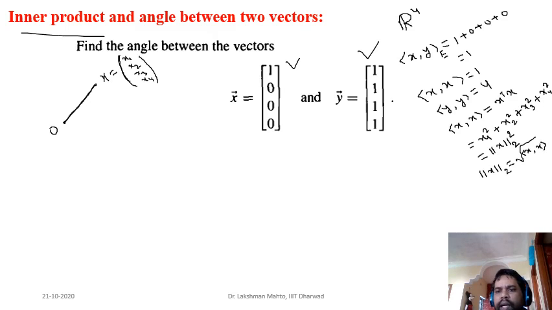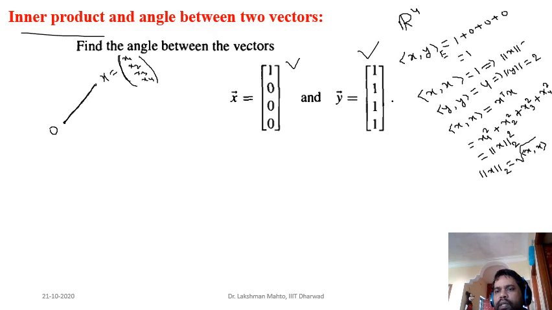So what is the length of y? Now next, try to answer. What is the length of y? Length of y is 2. The square root of the inner product of this y with itself, that one is coming 4. So that's why the length of y is 2, and similarly it will imply that the length of x is what? 1.